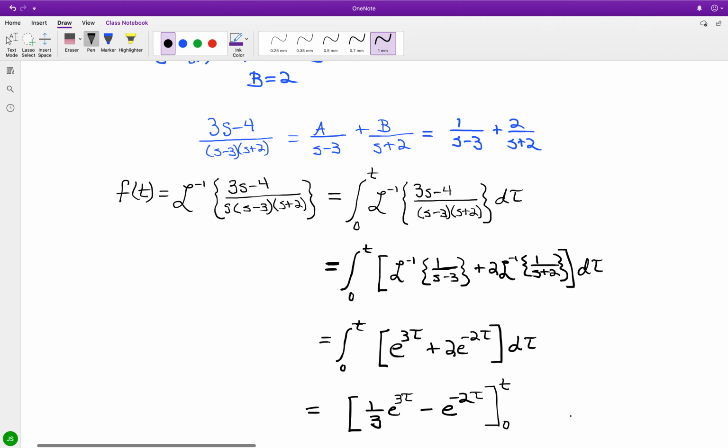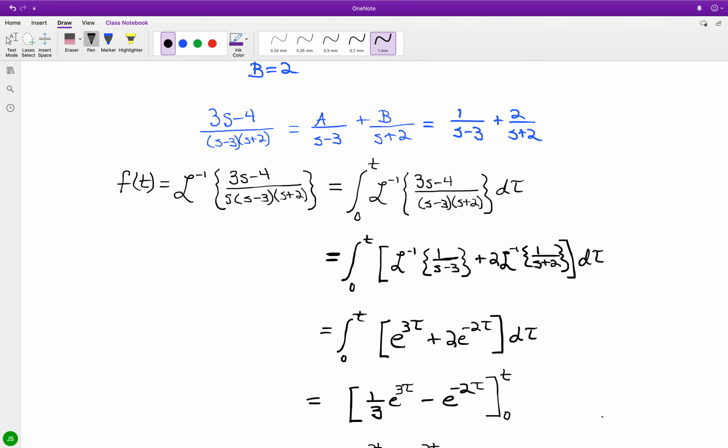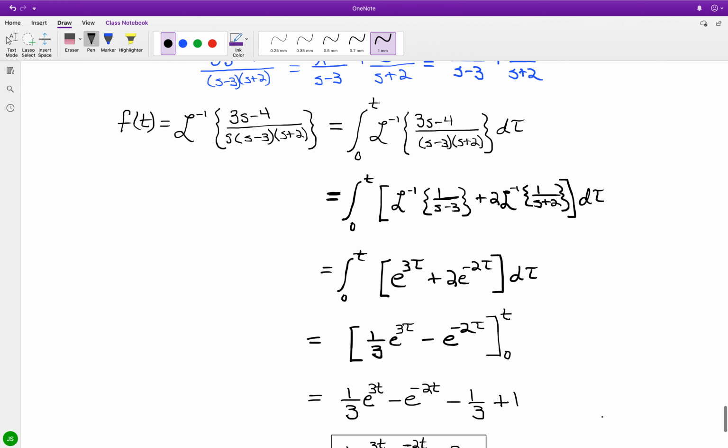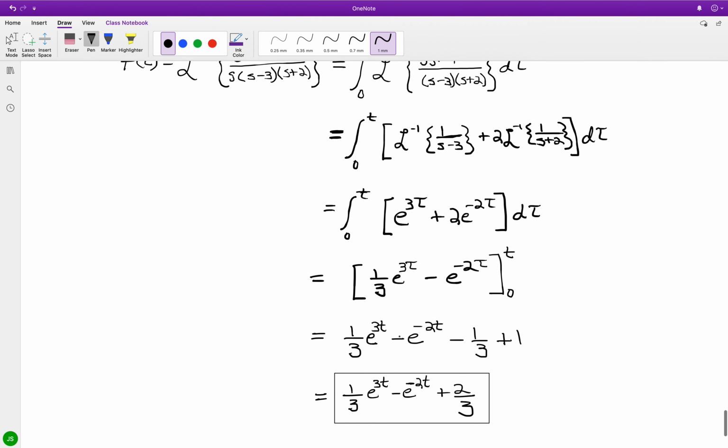Taking the antiderivatives, we're going to have 1/3 of e to the 3t, and for the next term, negative 1/2 of 2, which would be negative 1, of e to the negative 2 tau, as tau goes from 0 to t. Plugging in the upper and lower limits, we have 1/3 of e to the 3t minus e to the negative 2t, and with the lower limits, minus 1/3 of e to the 0, which would be negative 1/3, and minus negative 1 times e to the 0, and that's going to translate to plus 1.